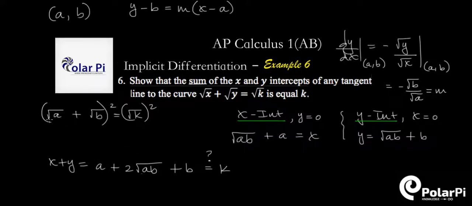We get, if we square root a plus root b, we're going to get a plus root a times root b, and then another root a times root b, so 2 root ab, and then plus b, root b squared, which is b, and of course on the right side is desired to get a k.